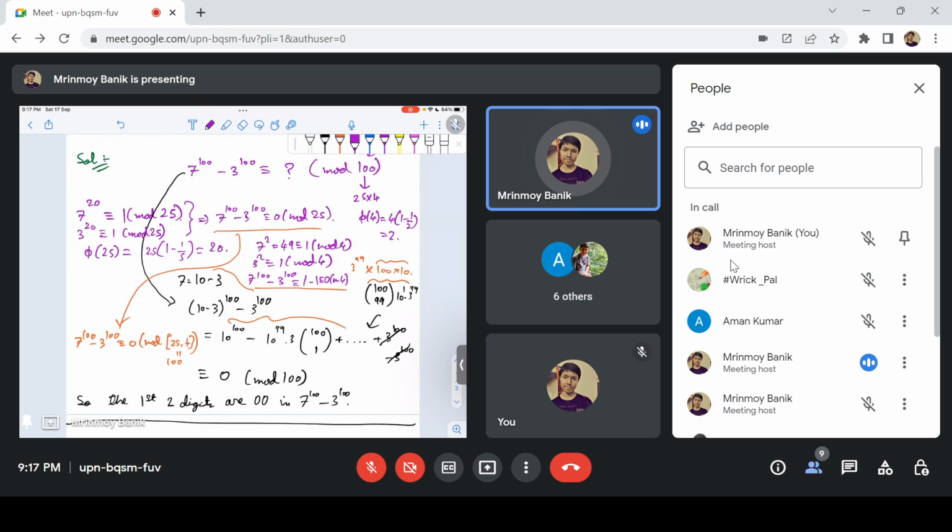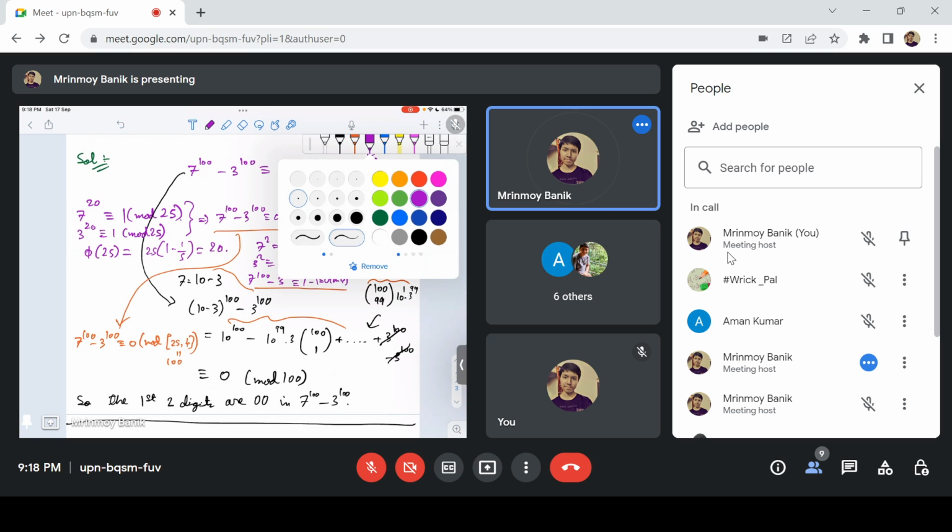Wait, why are there two purple markers here? Okay, now it's okay. I need a green one.